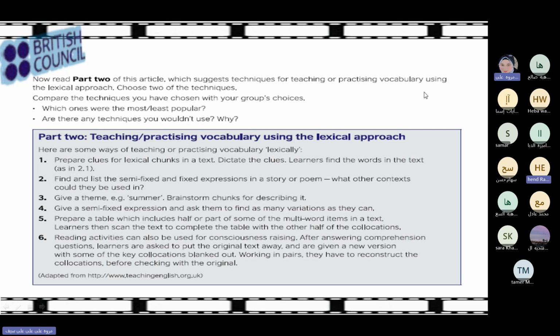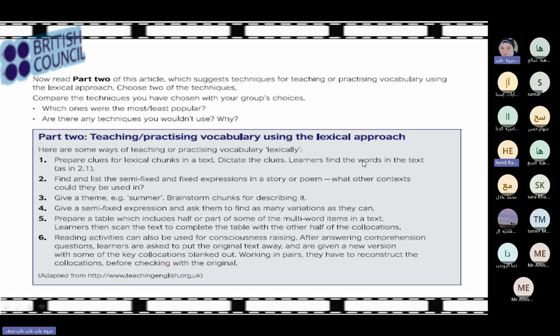We talked about those six techniques, and we thought that we are using most of them. Like number one, preparing clues for lexical chunks in a text, and letting the students find the words in the text. It's like giving a definition, and they find the words that go with the definition from the text. Number three, to give a theme and they brainstorm to find ideas about a topic. We do this. We also prepare a table and put part of some of the multi-word items in a text, and students match a collocation or the expressions. And we also do a reading activity, and after that we ask them to complete sentences with the collocations or the suitable idiom or expression.